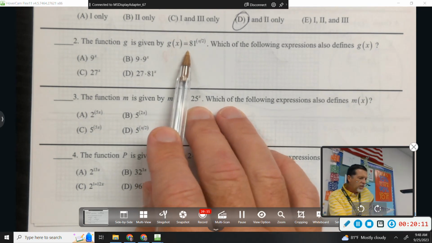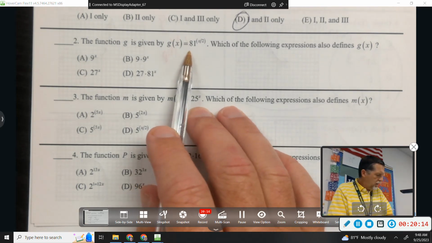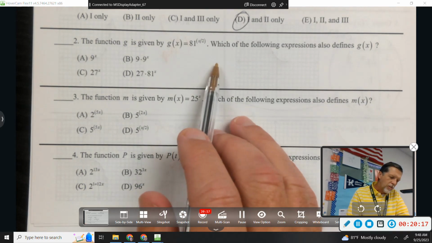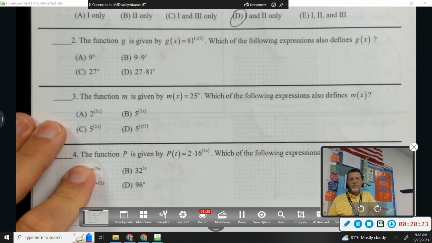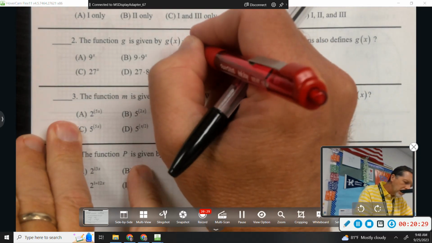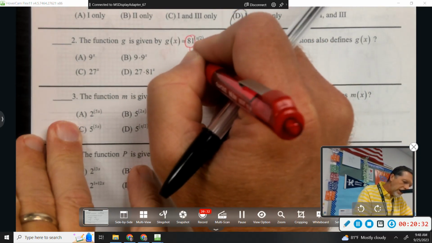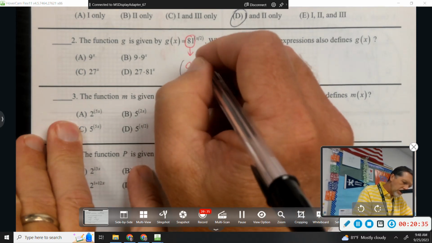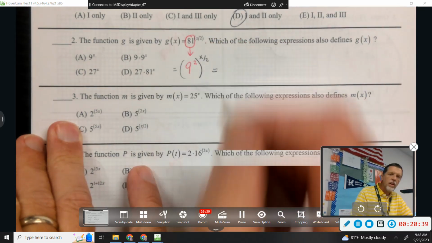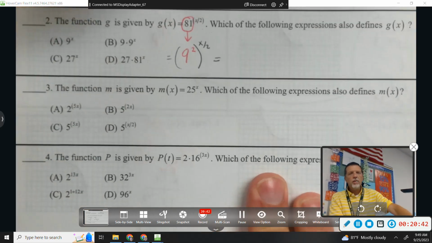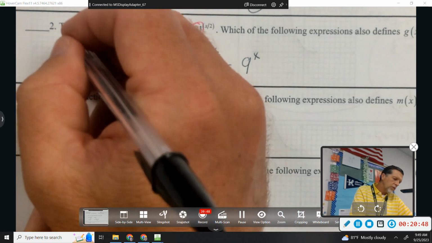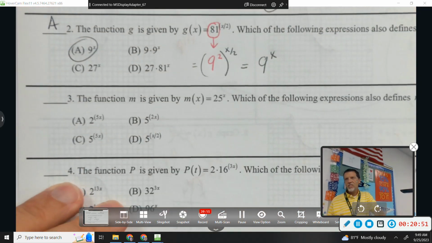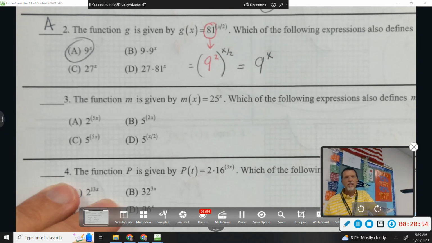2. The function g is given by g of x equals 81 to the x over 2. Which of the following also defines g of x? Which of these is equivalent to 81 to the x over 2? Well, I need a 9 in there. How could I rewrite 81? 9. So I'm going to rewrite 81 as 9 squared. Leave the x over 2. And then power to a power, we multiply. So the 2's cancel. It's the same thing as 9 to the x. That's just a little algebra gymnastics there.